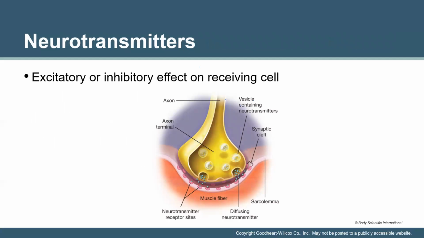Neurotransmitters, one of my favorite things. Now, we learned a little bit about neurotransmitters in the muscle section. We were talking about acetylcholine. So again, here is a great picture of the synaptic cleft. We have an axon terminal. We have vesicles of neurotransmitters, which are the chemical packets produced by a neuron.